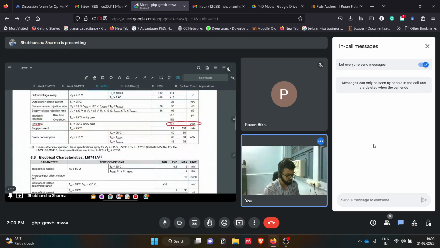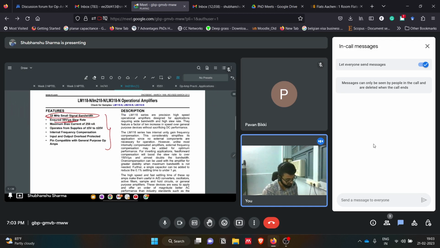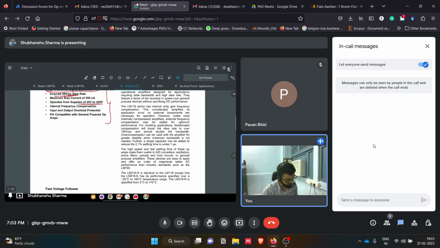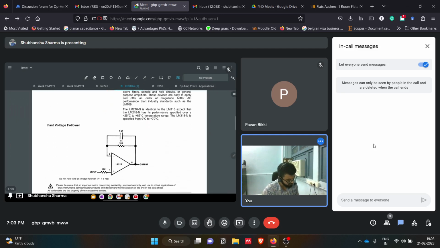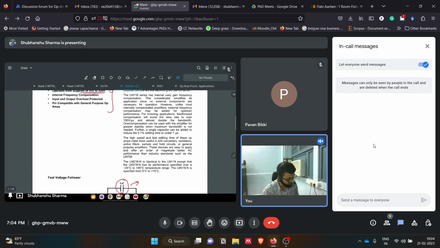It is very low in comparison, and we need a high slew rate to process the input signal fast so it doesn't get distorted. So this is a very good slew rate here, and the supplies are almost similar in comparison to the previous IC. In this configuration, a capacitor is used to compensate, to achieve stability.